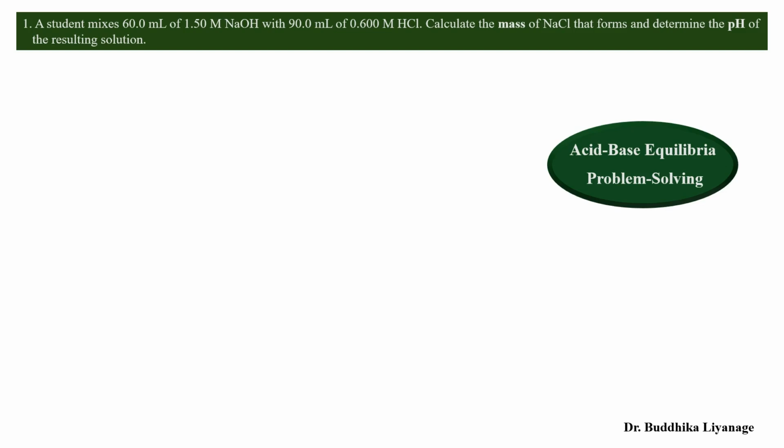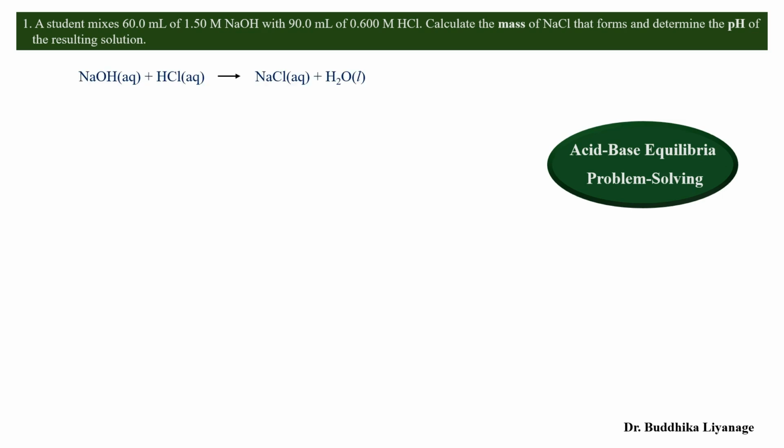Acid-base equilibria problem solving. The question: a student mixes 60 milliliters of 1.50 molar sodium hydroxide with 90 milliliters of 0.6 molar HCl. This is an acid-base neutralization, sodium hydroxide and HCl. Calculate the mass of NaCl that forms and determine the pH of the resulting solution.